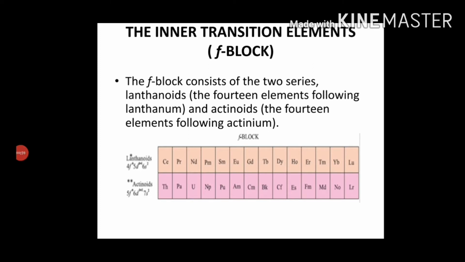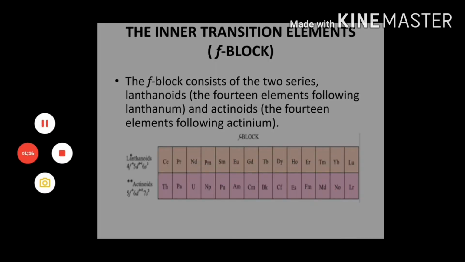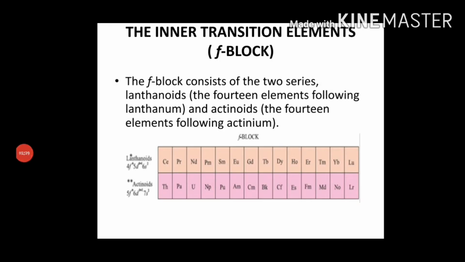Although lanthanum does not have any 4f electrons, it is included in the discussion of lanthanoids due to its close resemblance with lanthanoids. Similarly, actinium is included in the discussion of actinoids. Now we are going to discuss lanthanoids first.